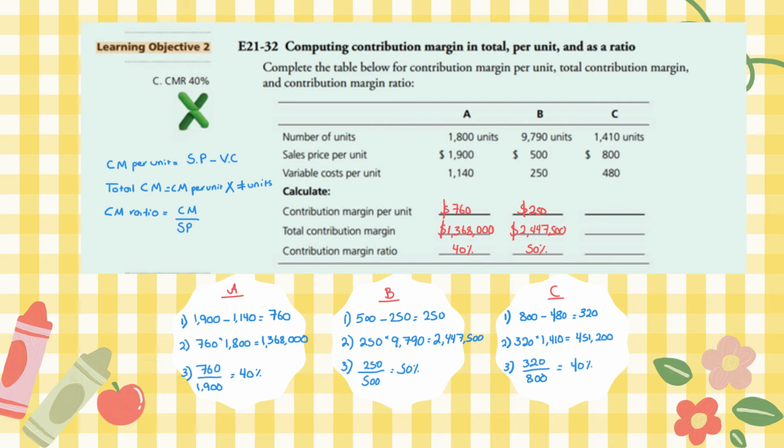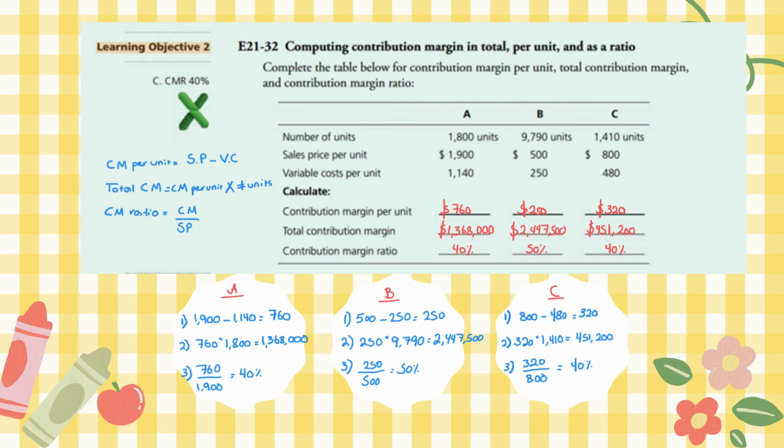Now for C, contribution margin per unit will be 800 less 480, so I got $320. For the total contribution margin, I multiplied the 320 with the number of units, which is 1,410, and I got $451,200. Last one, for the contribution margin ratio, I'm going to divide contribution margin per unit, which is 320, by the sales price, which is 800, and I got 40%.